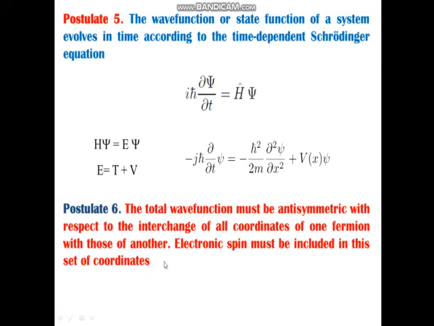And the last and the sixth postulate is the total wave function must be antisymmetric with respect to the interchange of all coordinates.